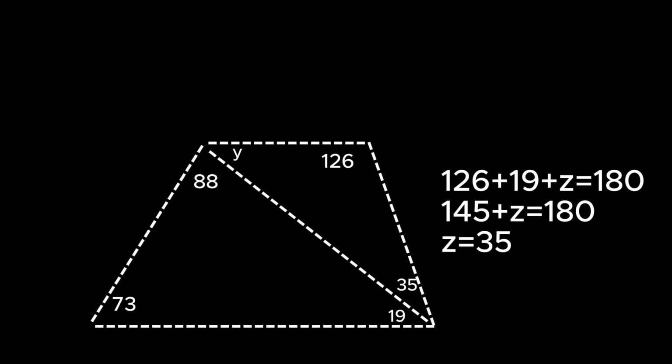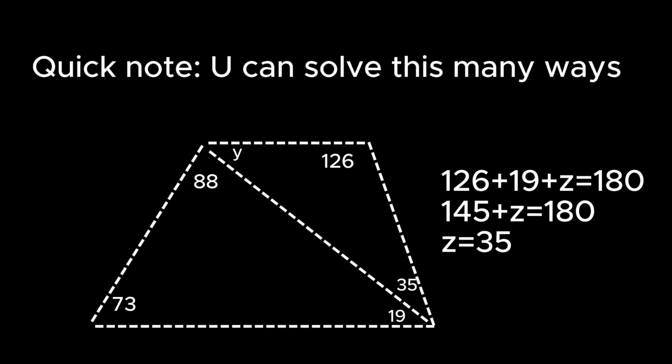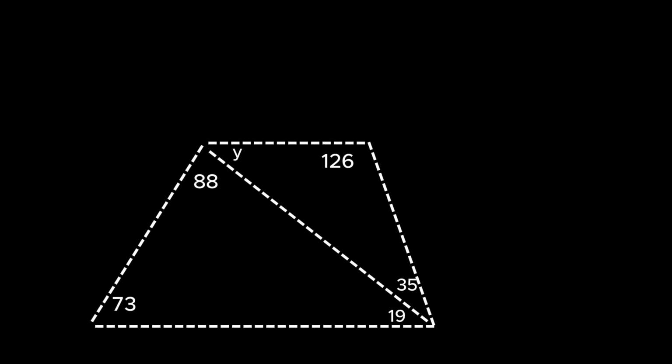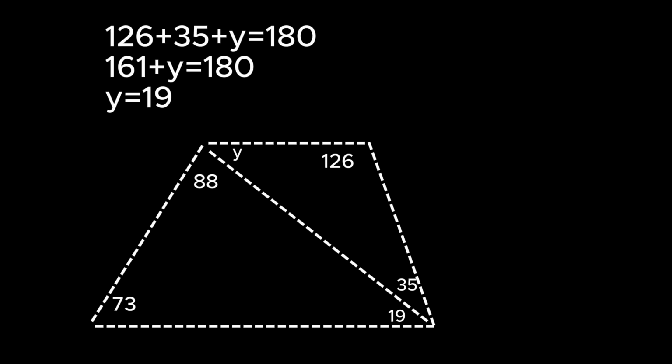And now y should be pretty simple to solve. We can solve it two ways, but I'm just going to do the triangle method again. We know that the measures of a triangle add up to 180. So we can make this equation: 126 plus z, and we know z is 35 now, plus y equals 180. When you add this all up, you get y equals 19.